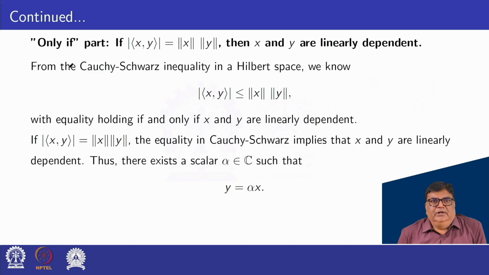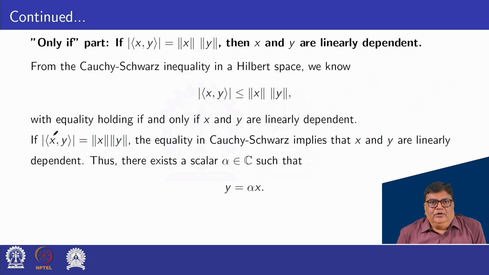Second part, that is the only if part. If modulus of the inner product of xy equals norm x into norm y, then x and y are linearly dependent. From the Cauchy-Schwarz inequality in Hilbert space, we have modulus of the inner product of xy less or equal to norm x into norm y, with equality holding if and only if x and y are linearly dependent.